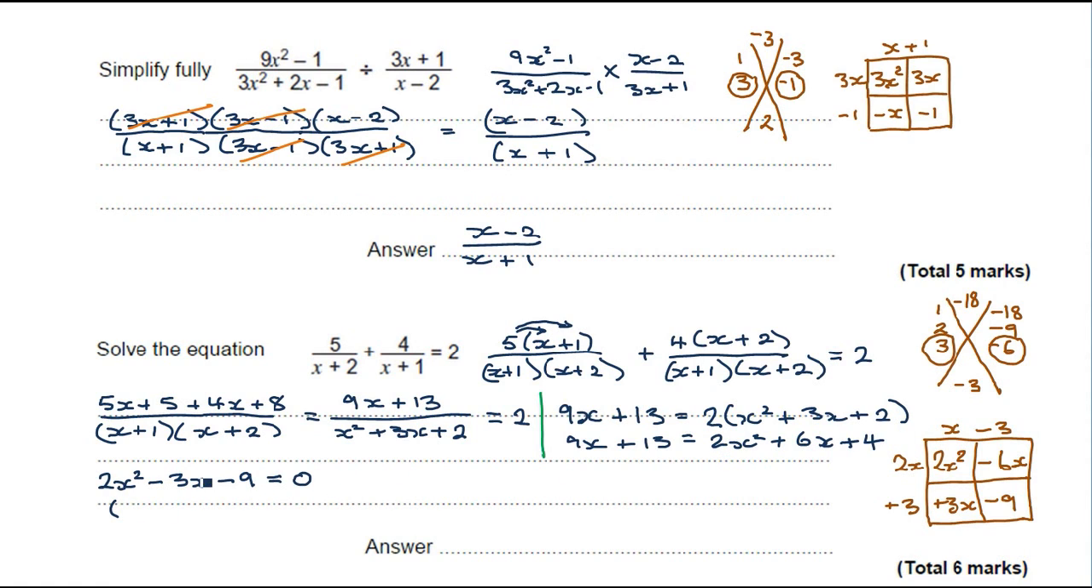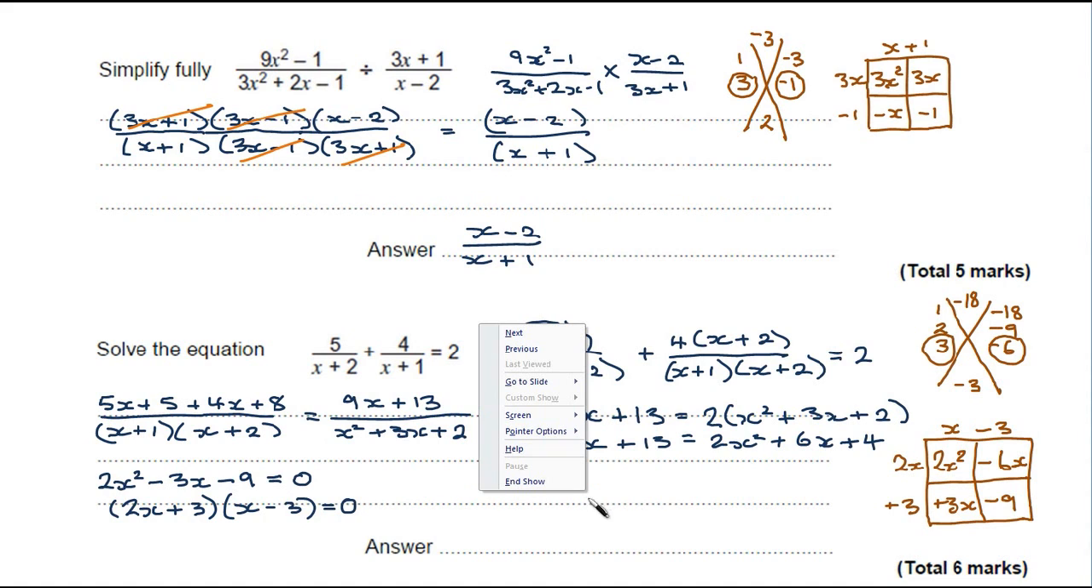So I can now factorize, and I've got 2x plus 3 in my first pair of brackets, and in my second I've got x minus 3 equals 0. Okay, so just checking. 2x times x gives me 2x squared. My outer, 2x times minus 3, gives us minus 6x, plus 3x gives us minus 3x in the middle, and 3 times minus 3 gives us minus 9. So it's worth just checking as you're going along, to make sure you've factorized correctly.